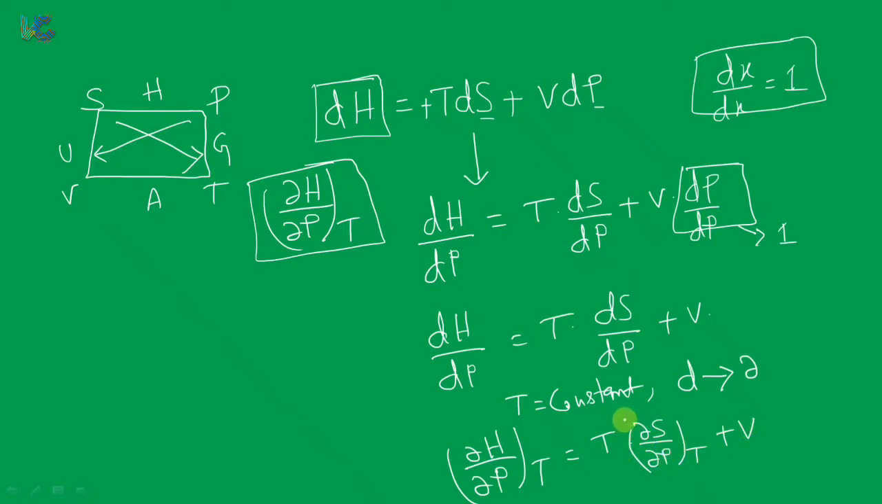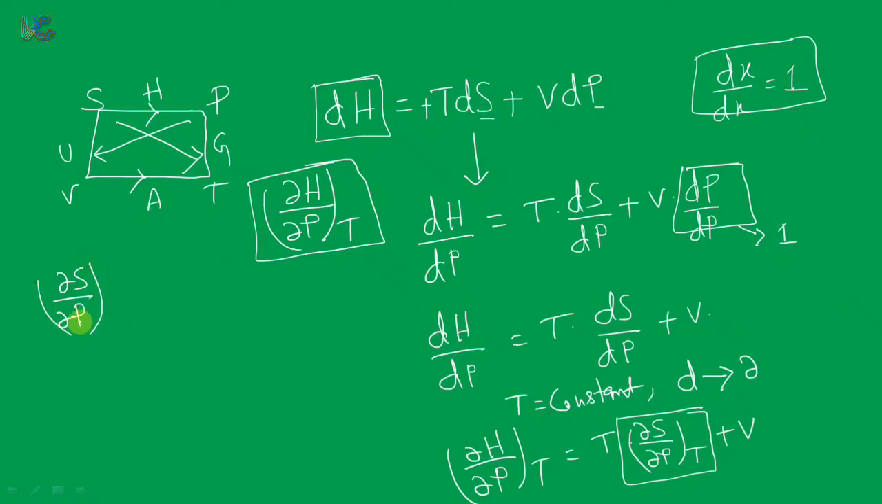Now we will replace this term del S del P at constant T by using the Born thermodynamic square, the mnemonic technique. If you recall our lecture on the Born square, you can easily do it. You have to get del S del P, that means you have to give an arrow from S to P. When you give an arrow from S to P, then you have to give an arrow from V to T. That means you are giving an arrow from S to P, so you can write del S del P.